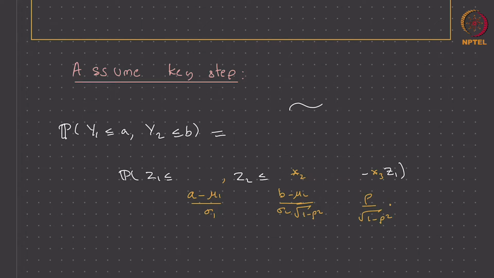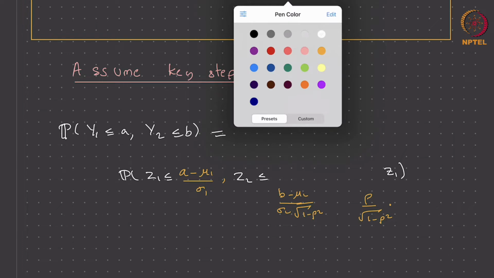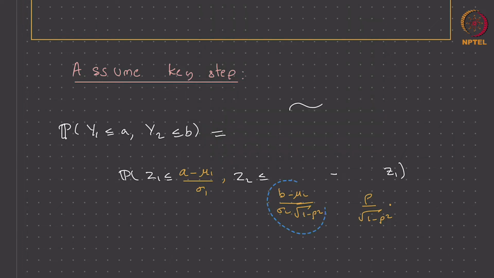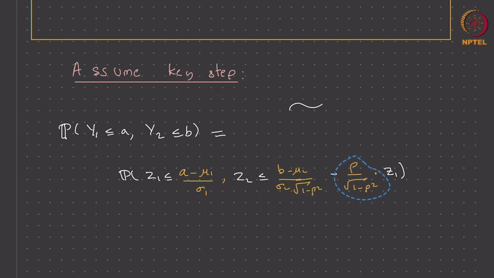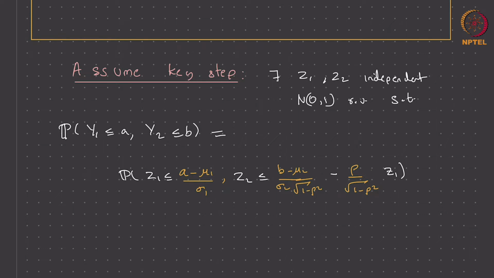So I'll just put the actual expressions here. So the probability of y1 less than or equal to a is the same as the probability z1 less than or equal to this, and z2 less than or equal to this minus this, right? So it's b1, this quantity minus this quantity right here. So this is an exact expression for the probability of y1 less than or equal to a and y2 less than or equal to b. So assuming the key step, there are z1 and z2 independent normal 0, 1 random variables, such that this happens.